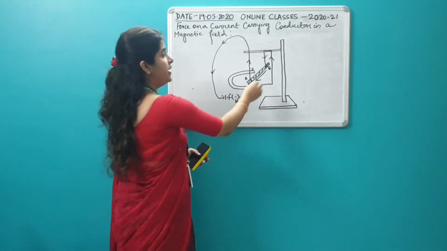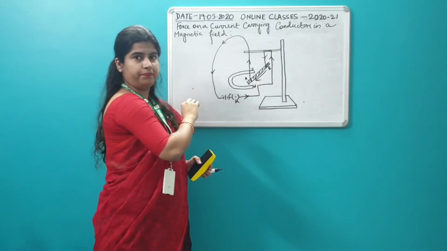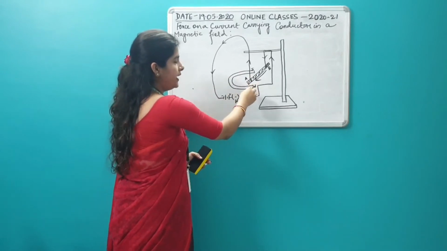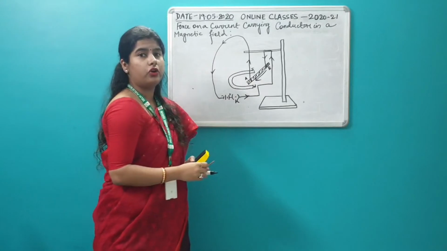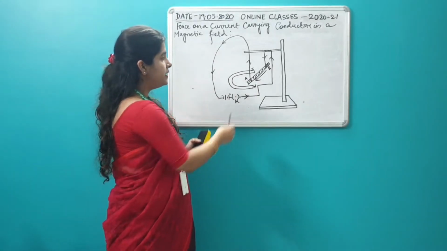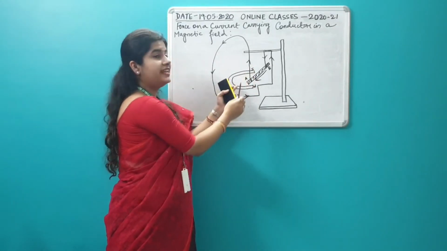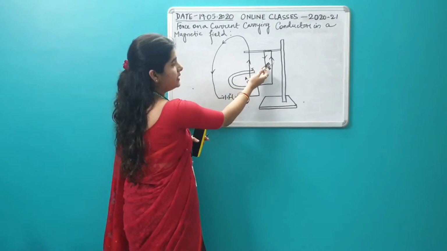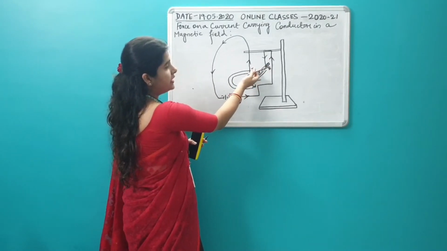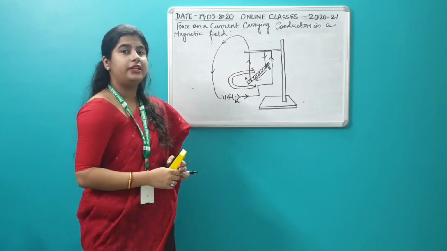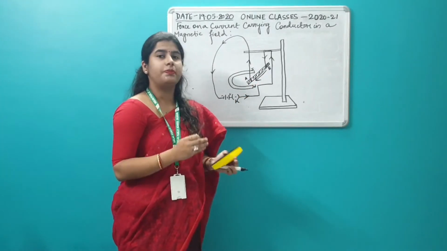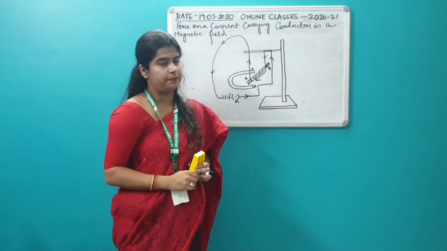When current is flowing from B to A, it was seen that there was a displacement of the rod. What kind of displacement? There was a displacement towards the left side. That means this side B was vertically above the South Pole, and this side A was vertically below the North Pole. So displacement was towards the left.